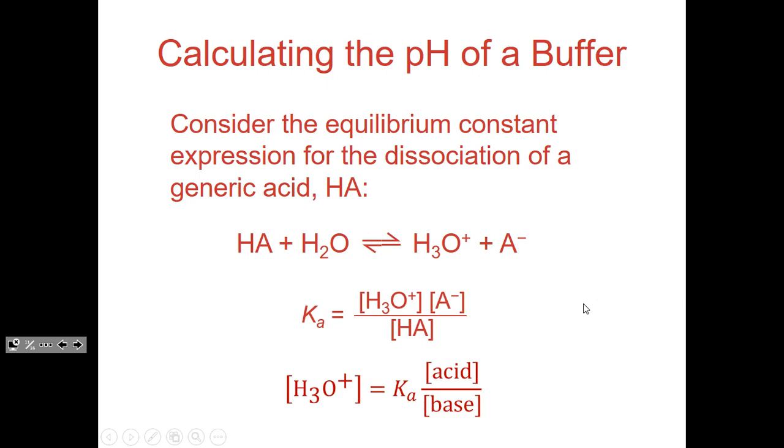So to actually do the math, what we're really looking at then is the equilibrium expression of our equilibrium situation, and we're looking at it from the H3O plus point of view. So we take our Ka expression and solve it for H3O plus. Now in this form you can see I've actually substituted in the words acid for the acid and base for the base. So you can see it's really the ratio of the acid to the base times the Ka that's going to equal our H3O plus.